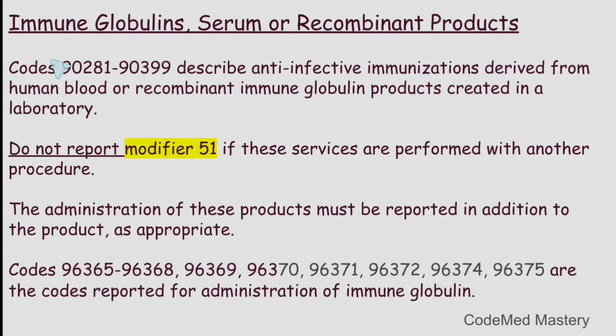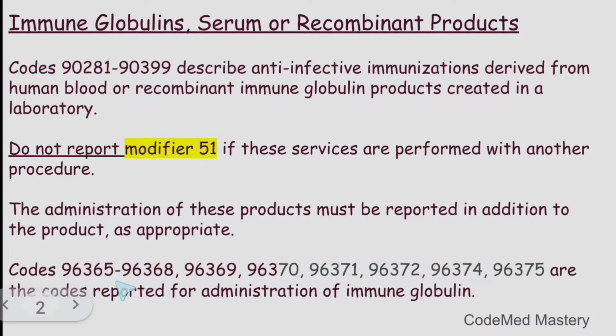First let us study the guideline related to immunoglobulins, serum or recombinant products. So the code range is 90281 to 90399. This code range describes anti-infective immunizations derived from human blood or recombinant immunoglobulin products created in laboratory. Take notes while I am explaining, it will be very helpful for you. An important guideline is do not report modifier 51 if these services are performed with another procedure. And the next guideline, the administration of these products must be reported in addition to the product as appropriate. That means these codes must be reported with the administration codes.